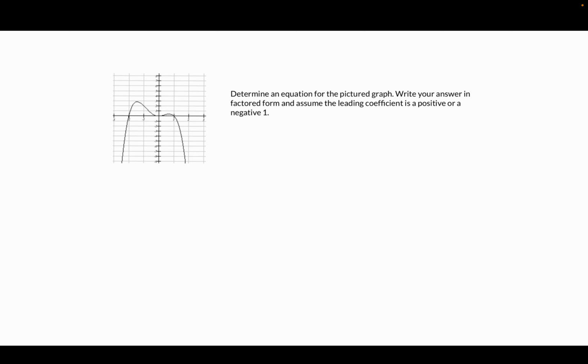There are four options. It goes up on the left and up on the right. In this case, the leading coefficient is positive and the degree is even. It may be going down on the left and down on the right. In this case, the leading coefficient is negative. The degree is still even.